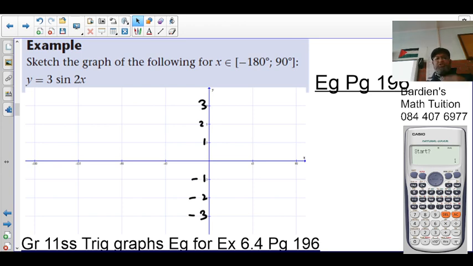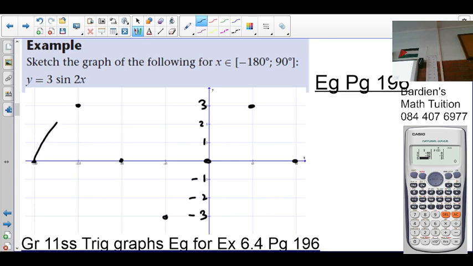It is equal to. There's no g of x graph. We're going to start negative 180 to 90 degrees, steps of 45. So here we've got negative 180 and 0. Negative 135 and 3, negative 90 and 0, negative 45 and negative 3, zero and zero, 45 and 3 and 0. So what we do is we just connect the dots there.